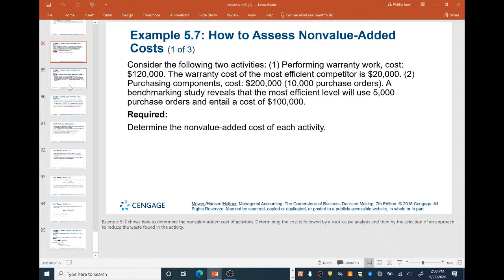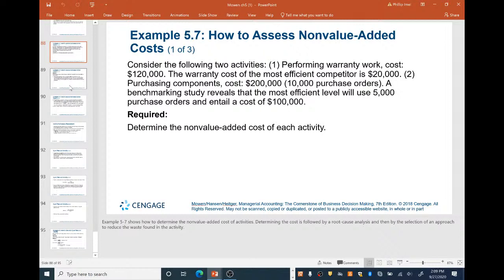Okay, so let's talk about how to assess non-value added activity costs. So consider the following 2 activities: performing warranty work, the cost of which is $120,000. The warranty cost of the most efficient competitor is $20,000. The second of the 2 activities is purchasing components. The cost is $200,000, 10,000 purchase orders. Once again, a benchmark study revealed that the most efficient level will use 5,000 purchase orders at a cost of $100,000, so half of what was actually going on.